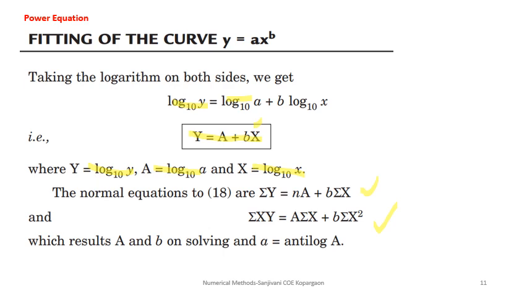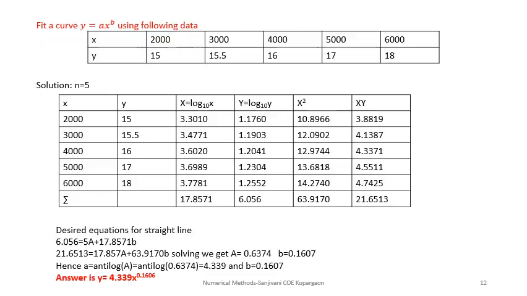So this will indicate that a is antilog of capital A, and b is equal to small b. So for y is equal to ax raised to b, this is the x data, this is the y data. Looking at the equation, you need to find capital X, capital Y, then capital X square and capital XY. If you take the summations and put the values in the equation, you will get this value. So this is the answer.